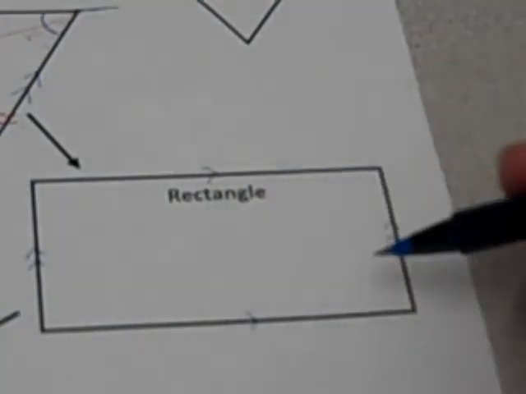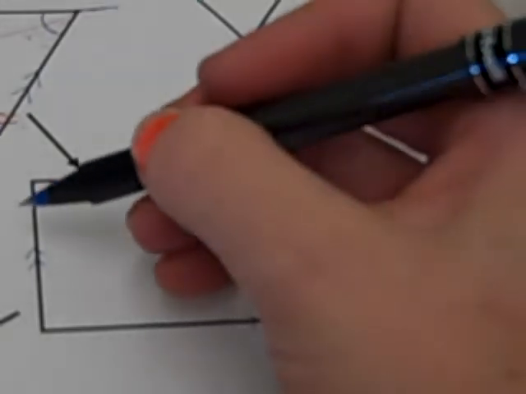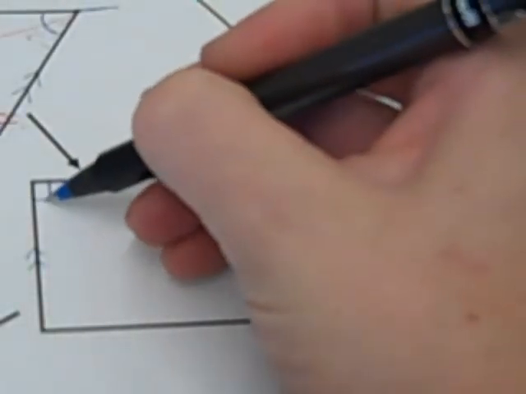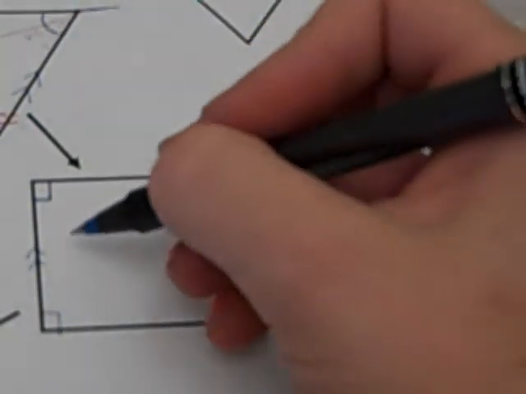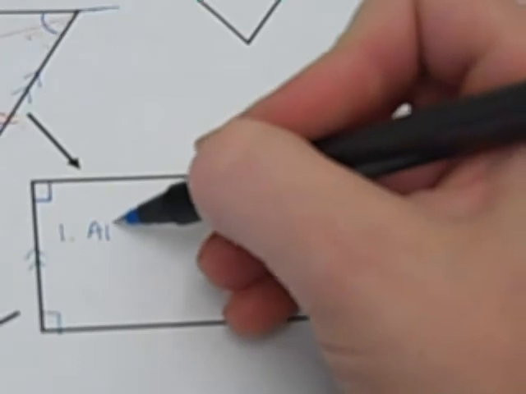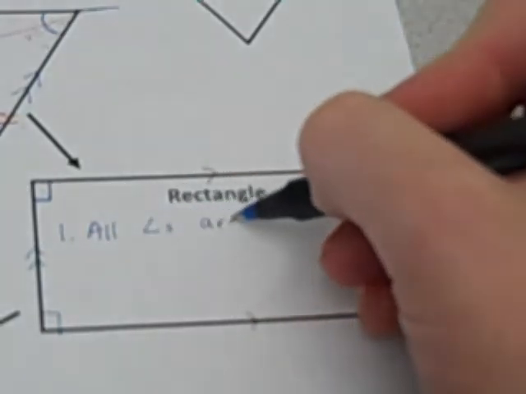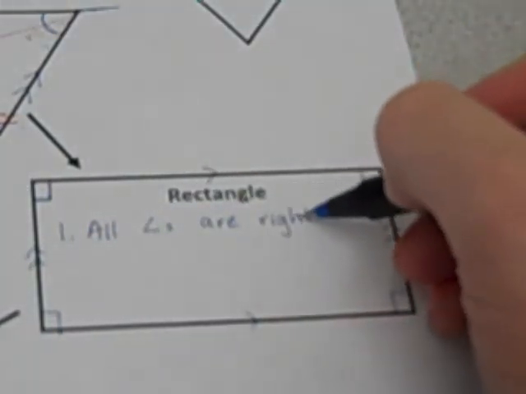So let's get more specific. Let's look at the angles, right? If we notice, on a rectangle, all our angles are right angles. So that's our first property. All angles are right angles.